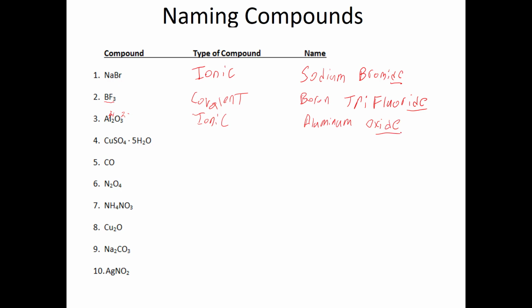Now looking at number 4. Number 4 is still going to be ionic, okay, because we're looking at the base molecule here. So let's name the base first, and then we'll deal with the hydrate second. So I have copper SO4. This looks like a polyatomic. So looking at that polyatomic, I got to look at table E. Looking at table E, I know that that's a sulfate. Okay, so I'm going to put my sulfate down there.